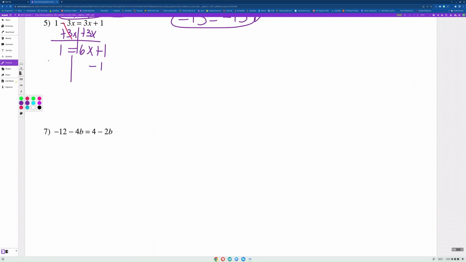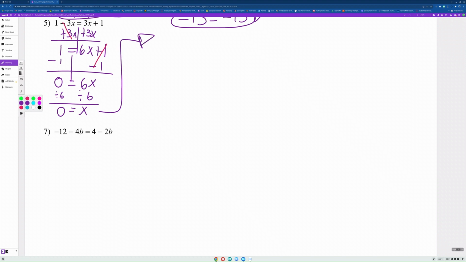So now I want my constants on one side. So to do that, I'm going to subtract 1 on both sides. And I'm going to get 0 is equal to 6x because my 1's canceled. So now I'm going to go ahead and divide because I'm just doing opposite operations. And so if I'm correct, my answer is actually going to be 0. So let's go ahead and double check it, plug it in. 1 minus 3x is equal to 3x plus 1. So now instead of rewriting it again, I'm going to use my variable. Here I said it was 0. So 1 minus 3 times 0 should equal 3 times 0 plus 1.